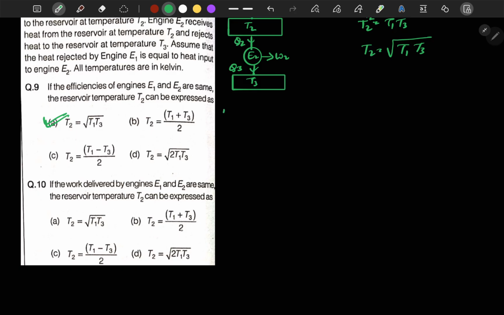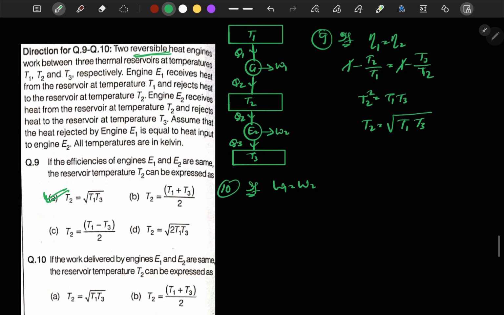Next we will move to question number 10. It is given that if work delivered by the engines E1 and E2 are same, the reservoir temperature T2 can be expressed as. So if W1 is equal to W2, we know that efficiency is equal to W by Q, so we can write W is equal to Q into efficiency.